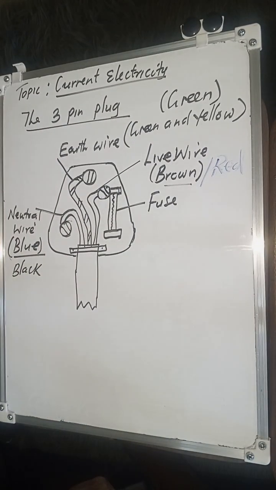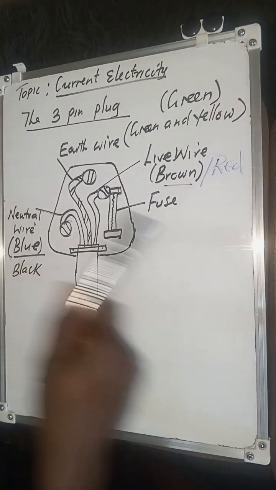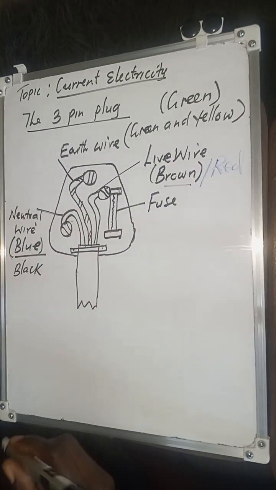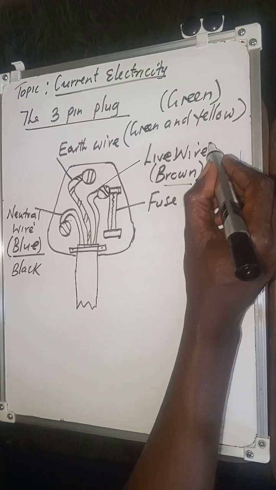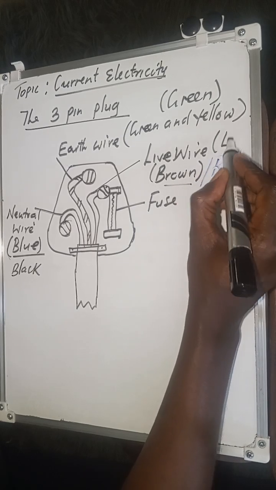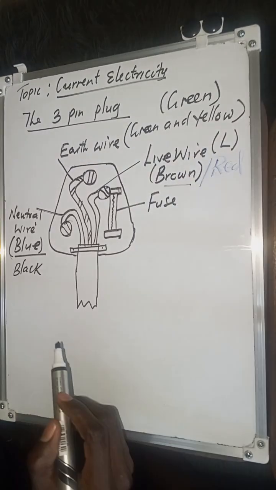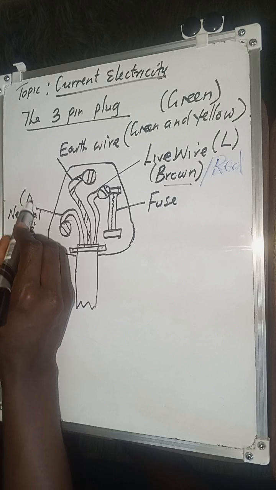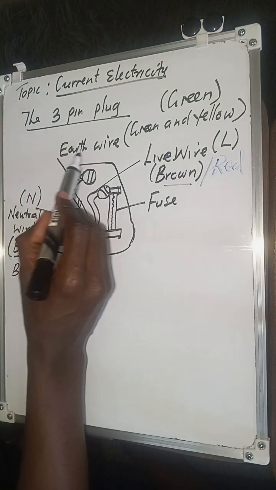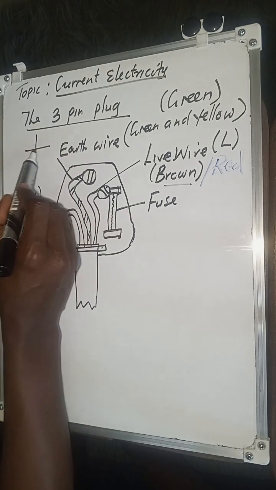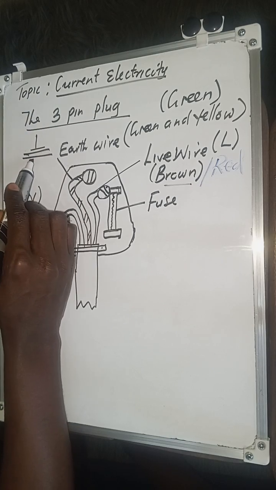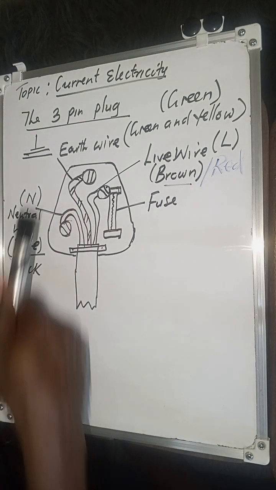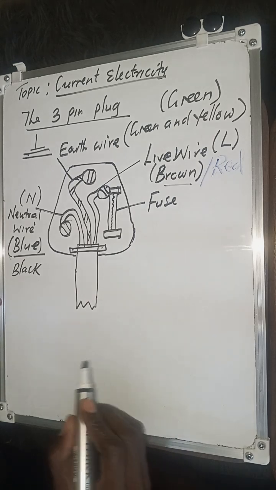Now, if we know where each wire is located and the color codings, remember on your plug, for the live you're going to find L, the neutral you're going to find N, and on the earth wire you may find a symbol for the earth that may actually look something like this. So this is the symbol that you may find, representing the earth wire.